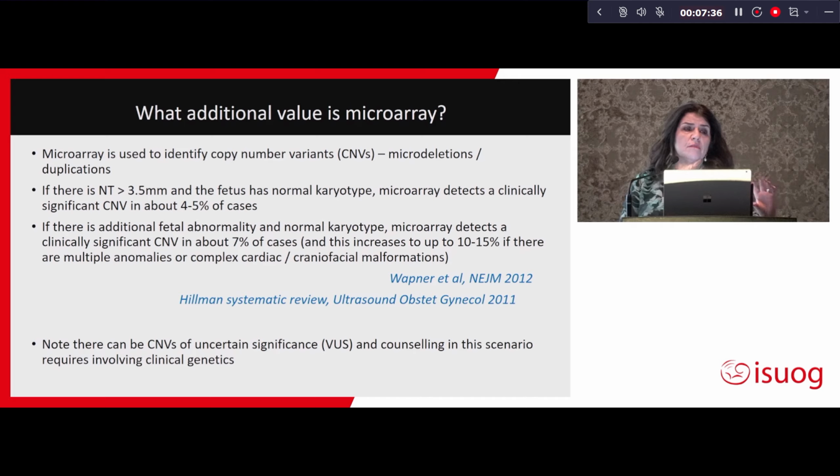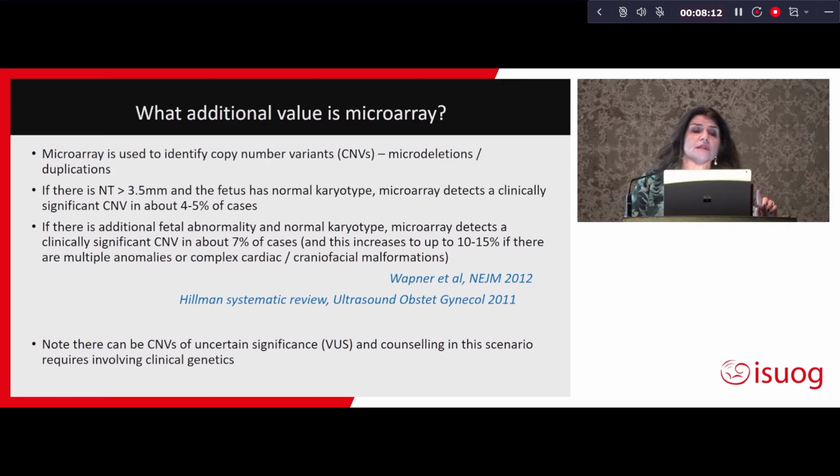And just to explain to you very clearly that the additional value of microarray is very important. This is where you're looking for your copy number variants, because if the NT is more than 3.5 and the fetus has a normal karyotype, there's a 4 to 5% pickup of clinically significant copy number variants. And if there's an additional fetal abnormality and a normal karyotype, it can detect up to 7% of cases. And if it's the heart or craniofacial malformations, it can go up to 10 to 15%.